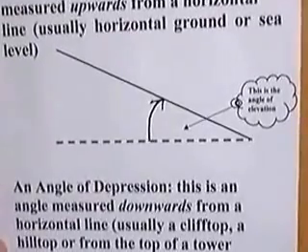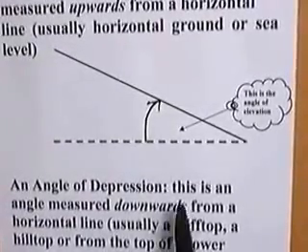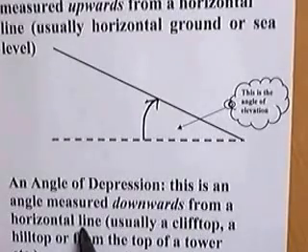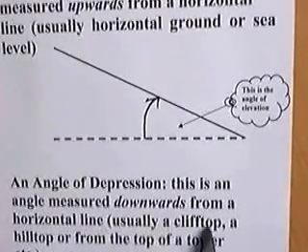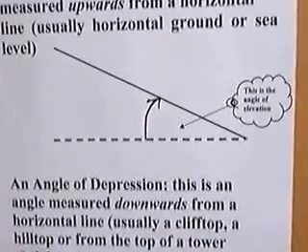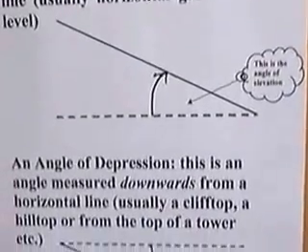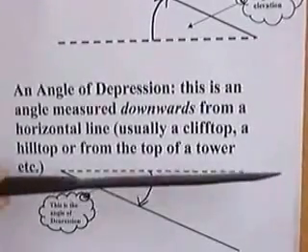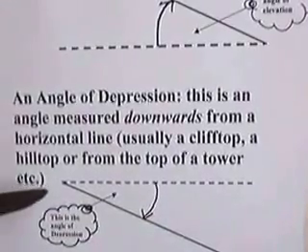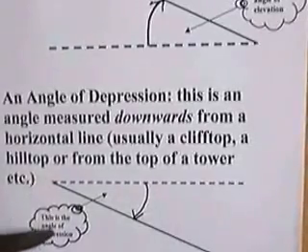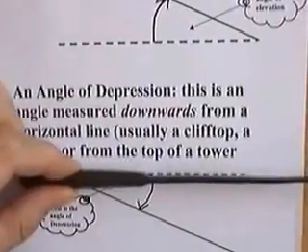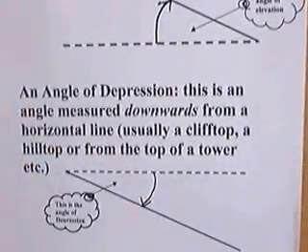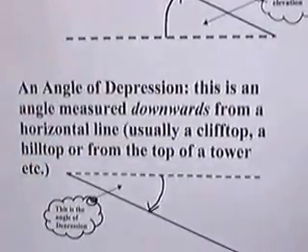Okay, the angle of depression is the other way round. This is an angle measured downwards from a horizontal line. Now with that horizontal line, you're usually on a cliff top or a hilltop or the top of a tower, something like that. And there's the diagram for the angle of depression. There's the horizontal line, there's somebody or something on top of a cliff, okay, and the angle of depression is that angle in there. That's the angle of depression.